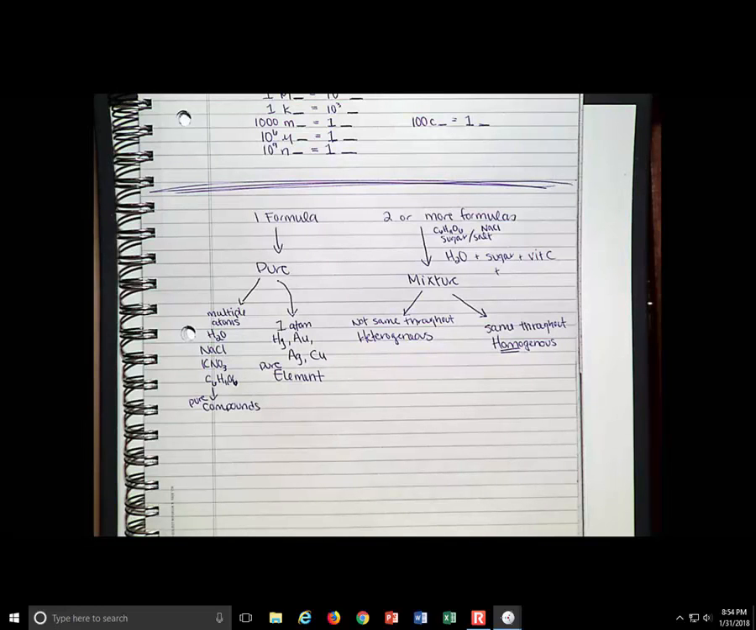Could you use an egg and salt? Because technically you're separating them. That would be a heterogeneous mixture. Yep.